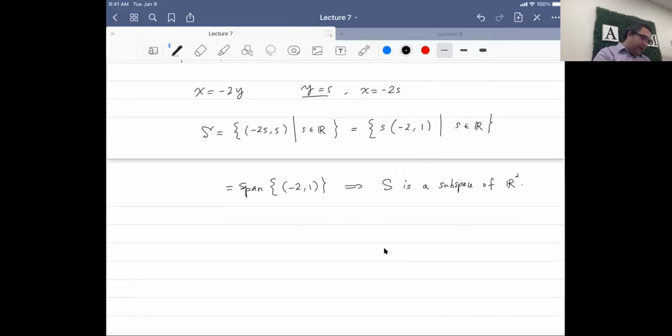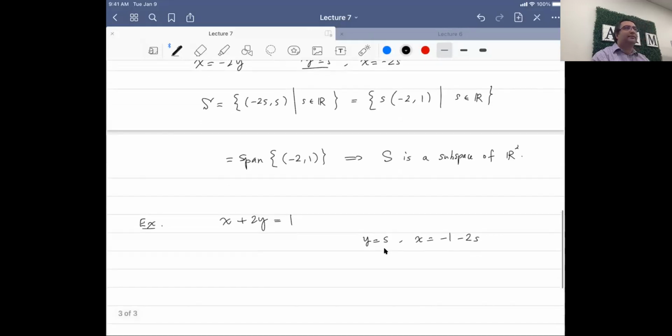So if I had x plus 2y equals 1, though, would it be a linear subspace of R2? Well, the solution would have been y is s and x equals 1 minus 2s, right? So the solutions are 1 minus 2s and s. I have to pull out the translation vector first, right?